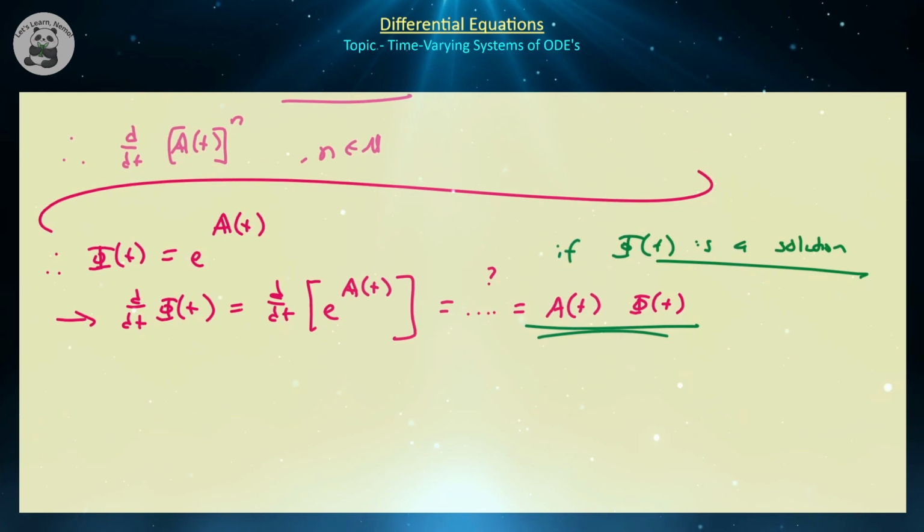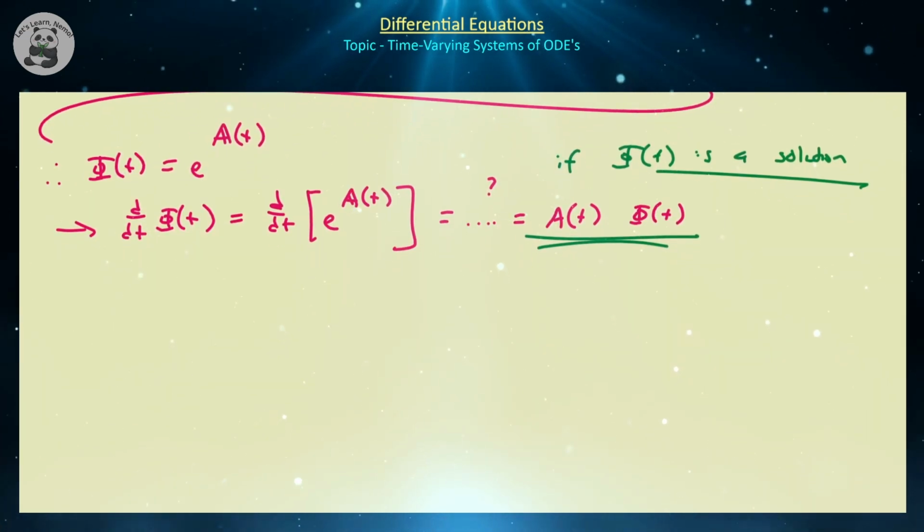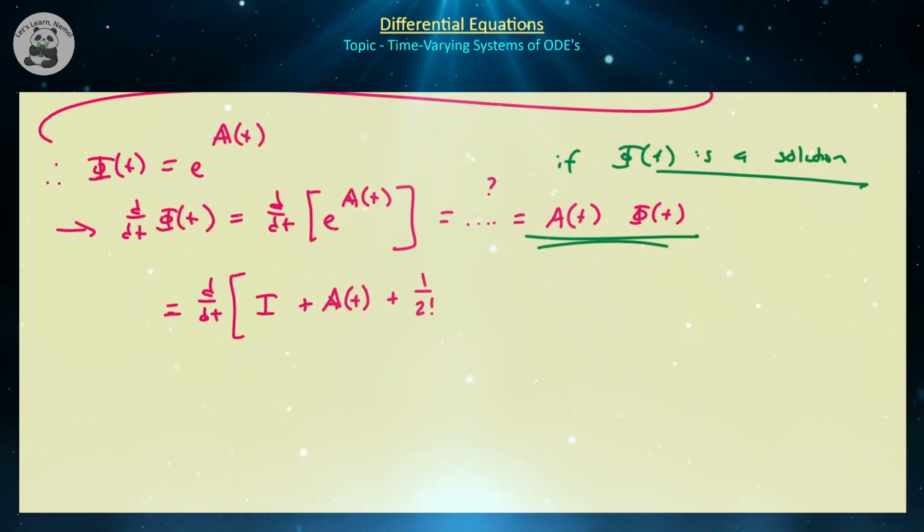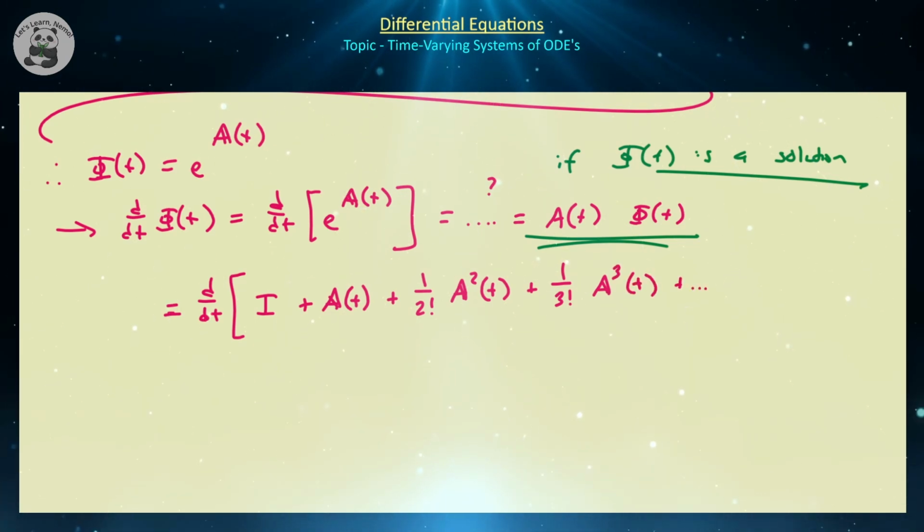So let's see if it is. The exponential of that matrix script A is just going to be equal to the derivative with respect to time of the m by m identity matrix, then script A of t, which is like x in the Taylor series, then plus 1 over 2 factorial times script A squared of t, then plus 1 over 3 factorial times script A cubed of t, and so on.